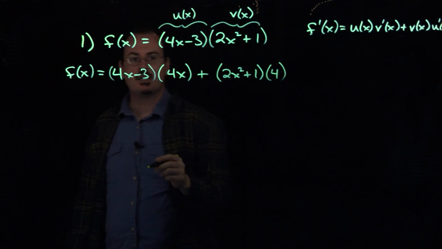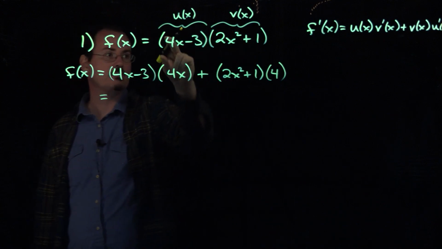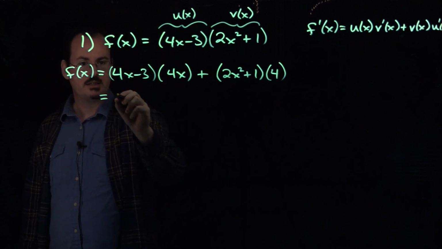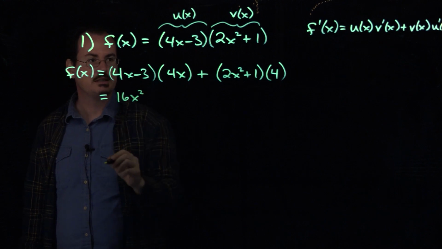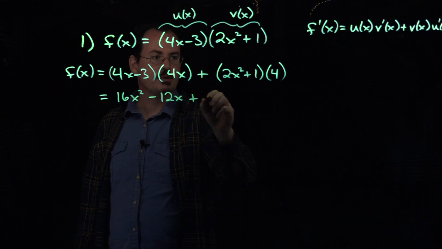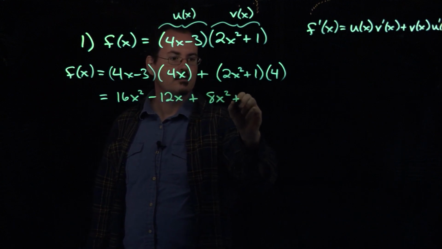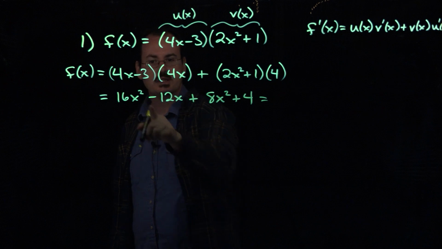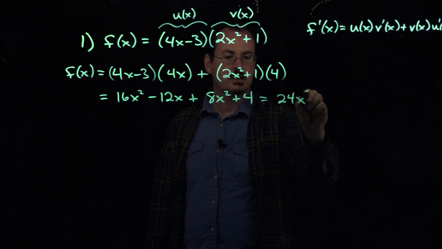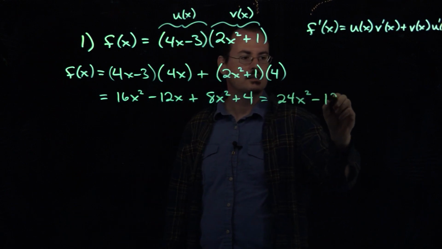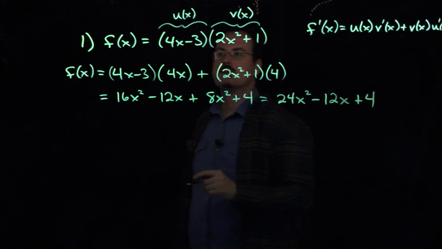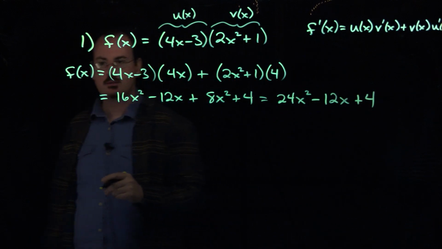And then of course we can simplify this, and if you wanted to multiply this out using FOIL, take the derivative using the power rule, of course you'd find you'd get the same answer here. So 16x squared minus 12x, and then if I distribute the 4 here, plus 8x squared plus 4, and then we can combine our like terms. 16 plus 8 is 24x squared minus 12x, and then plus 4 is the only constant. Okay, so there's our derivative using the product rule.